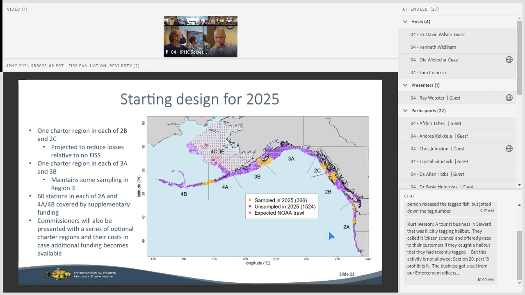And so they've made supplementary funding available so that we can get a survey in 2A in the highest density parts of 2A and also the highest density parts of 4A and 4B here. So there'd be 60 stations at each part, each forming 2 additional charter regions. Commissioners are also going to be presented with a series of charter regions made costs in case additional funding becomes available. And I skipped this part, but these are the 2 charter regions in 3A, 3B that we expect to make the least loss. And so I don't believe they will know more about this, and I'm not sure what can be said, but I assume we're hopeful that funding or some mechanism for funding those becomes clear in coming.